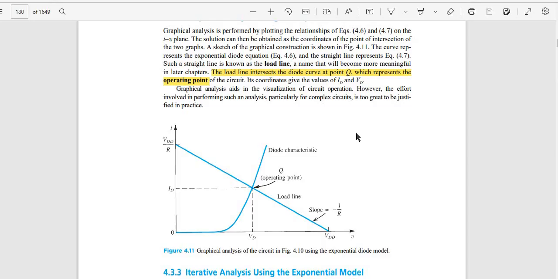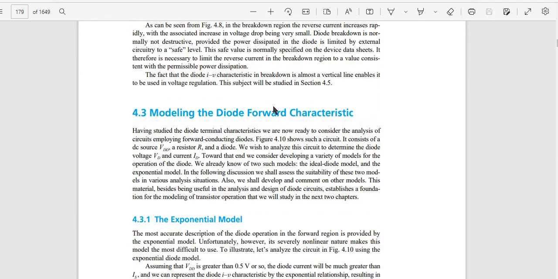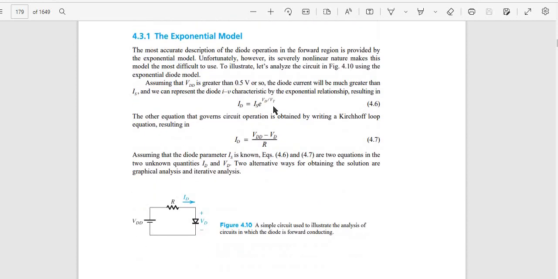I'm Ketek. Now we start our remaining lecture, the exponential model. The most accurate description of the diode operation in the forward region is provided by the exponential model. Unfortunately, however, its severe non-linear nature makes this model the most difficult to use. To illustrate, let's analyze the circuit in figure 4.10 using the exponential diode model.